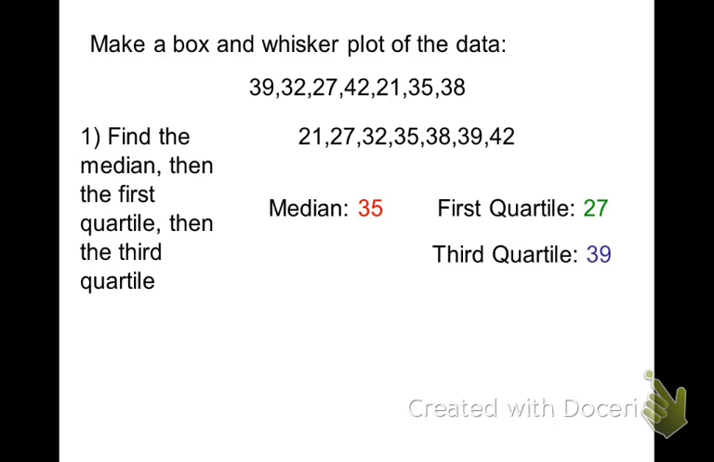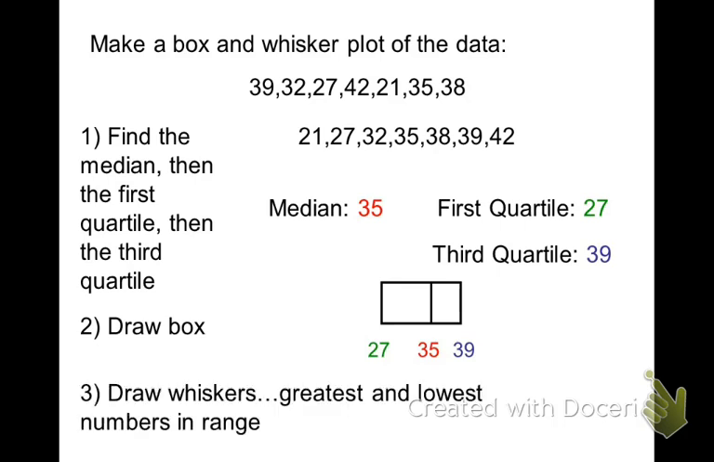Once we've identified the median, the first quartile and the third quartile, it's going to be time to draw the box. So we're going to do it by scale, and you'll notice we'll have a vertical line at each of the median spots, at the median and the first quartile and the third quartile. That's the box, and then we're going to draw the whiskers. Now the whiskers are going to be the lowest number and the highest number in the range.